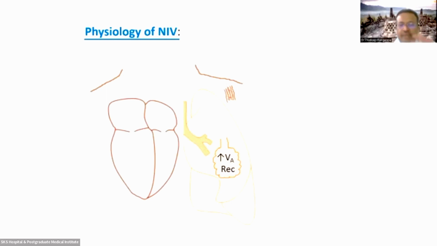Before we delve into how we use NIV, it is very imperative that every trainee listening understands what the effects of NIV in a patient are. This is very, very important. When we provide NIV, it has a multimodal effect on a patient. The most important thing is it improves alveolar ventilation and helps in the recruitment of alveoli which may have collapsed or may have been pathological due to pneumonia, fungal infection and so forth. And it reduces the work of breathing.